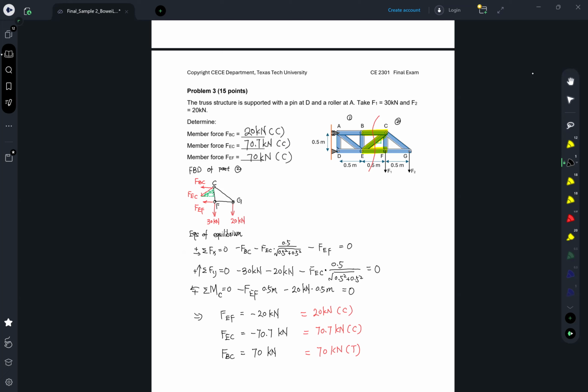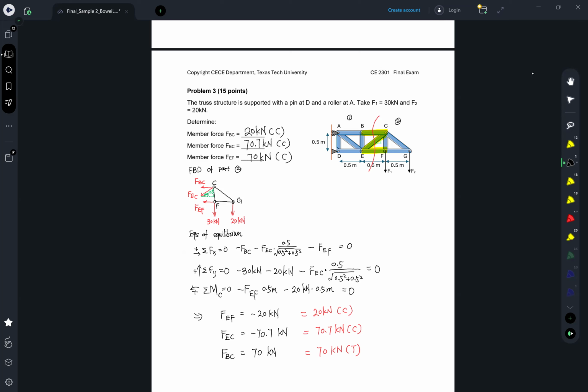Okay. So this problem examined our knowledge and skill in solving truss structures. Essentially it is asking us to evaluate the unknown member forces of a few members of the truss structure. Typically, to evaluate that, the method of sections is more appropriate and more convenient.